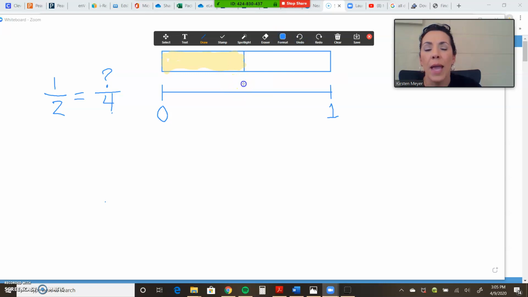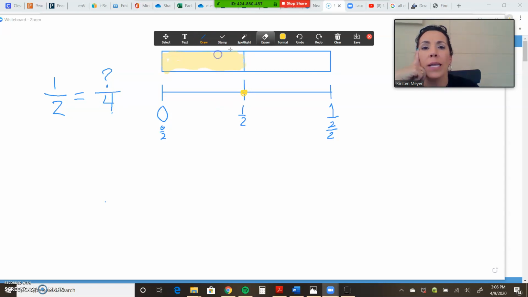So that way we can know that this is the same as 0/2. And then if we hopped, we would have 1/2. And if we hopped again, we would have 1 whole, which is the same as 2/2. Well, we're trying to figure out if I was at 1/2 right here, how many fourths would that actually be?